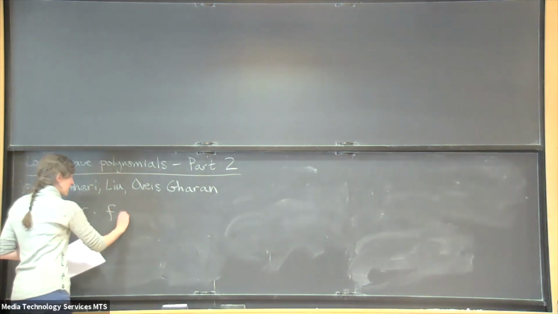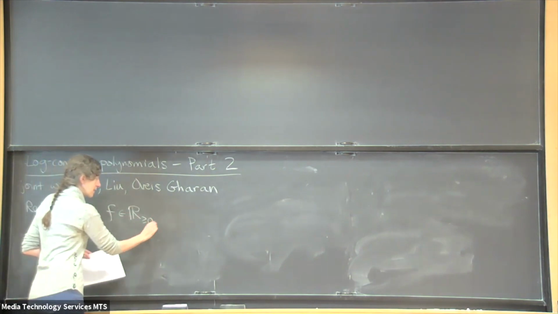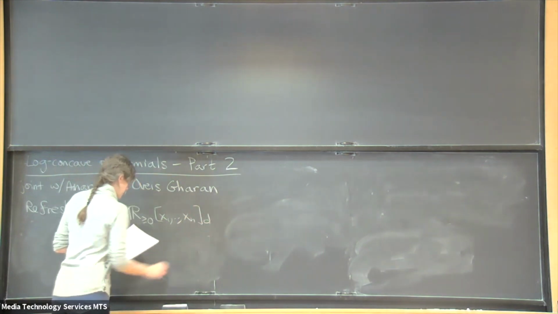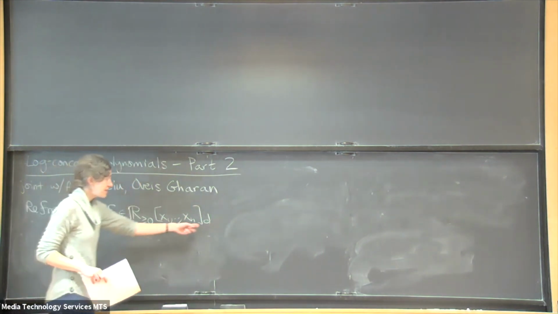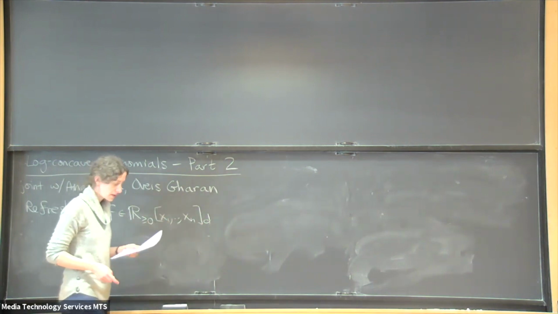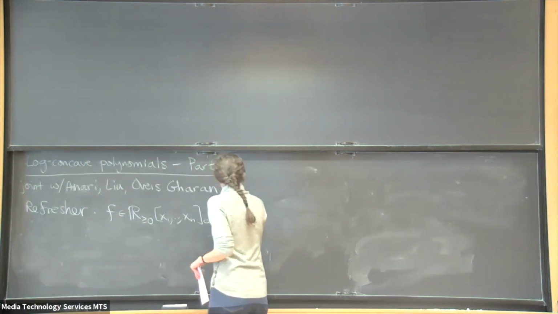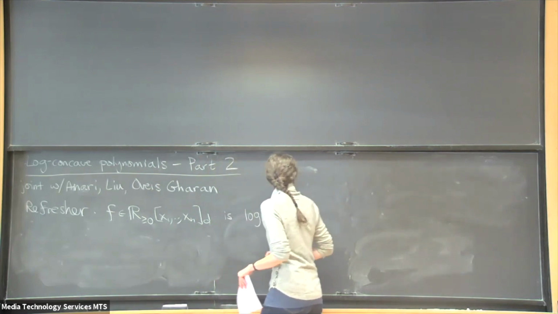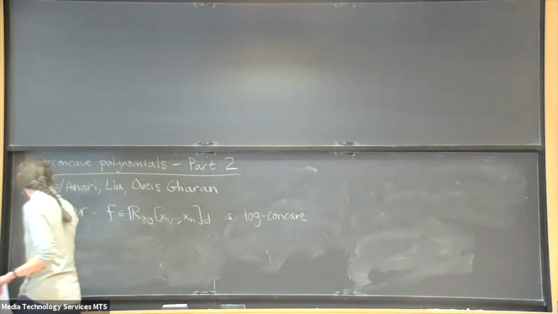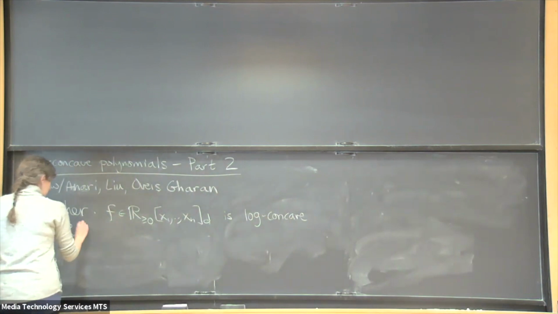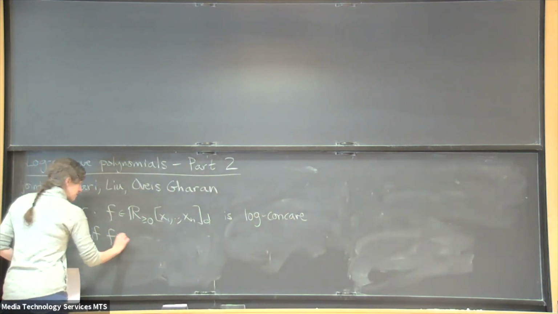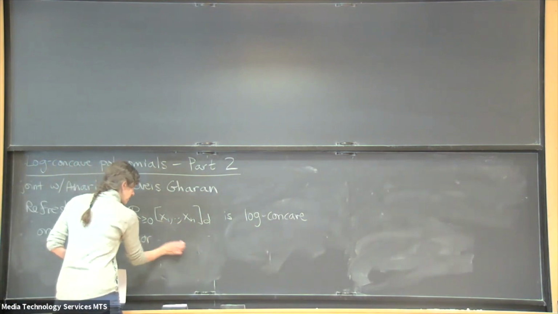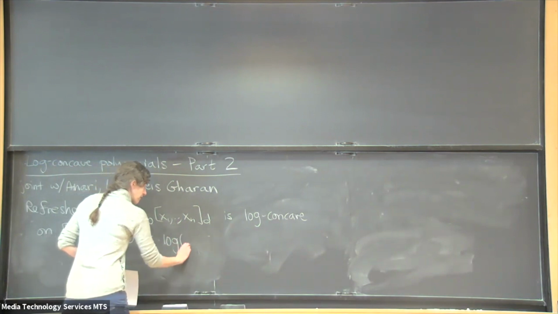So I'm concerned with polynomials with non-negative real coefficients that are homogeneous of degree d. So all of the monomials have total degree d. And we call this log-concave on the positive orthant if either it's identically 0 or, as a function on the positive orthant, log of f is concave.